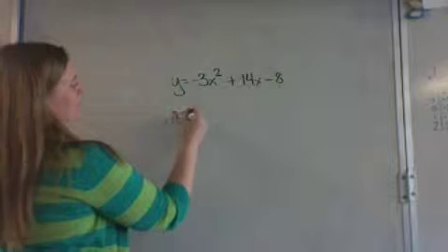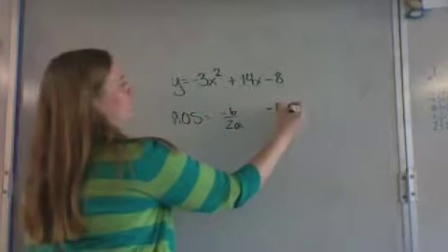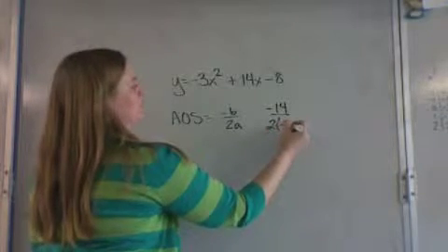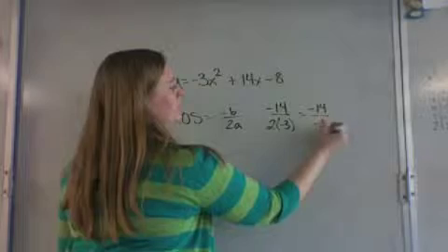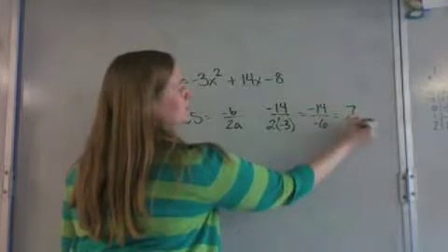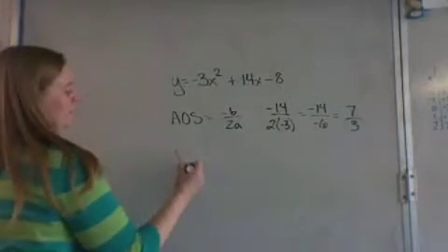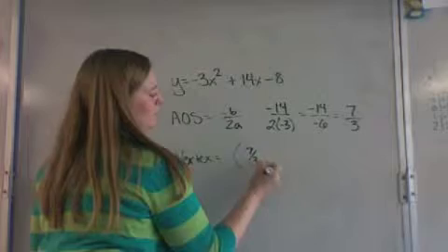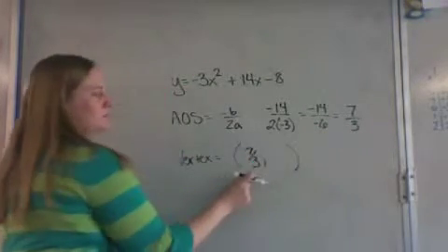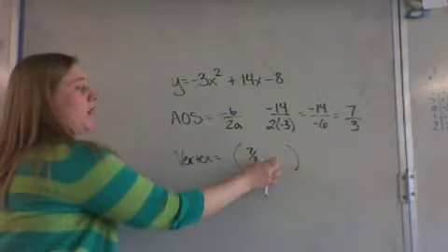So remember, axis of symmetry is negative b over 2a. So it'll be negative 14 over 2 times negative 3, right? That means it's negative 14 over negative 6, which is the same thing as 7/3, positive 7/3. Okay? The vertex is when you take 7/3 as your x value, the axis of symmetry, plug it in up here, and see what you end up with for your y value.